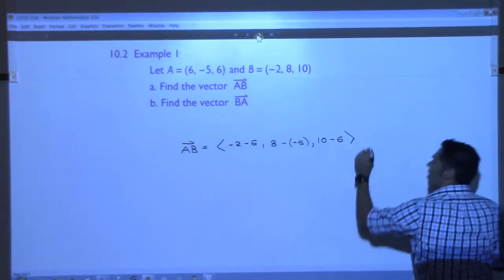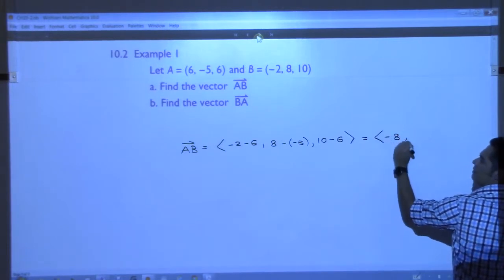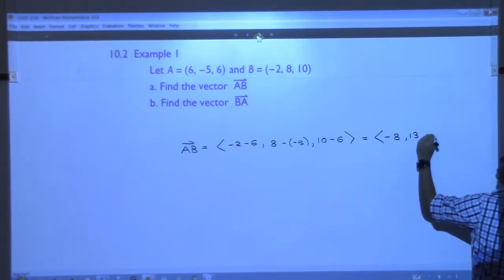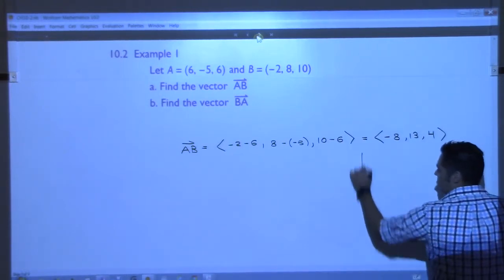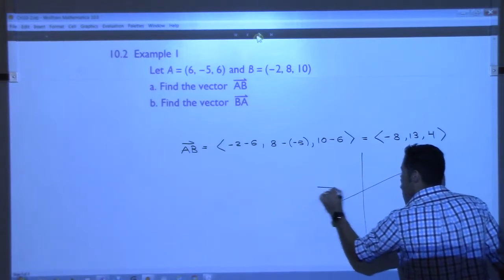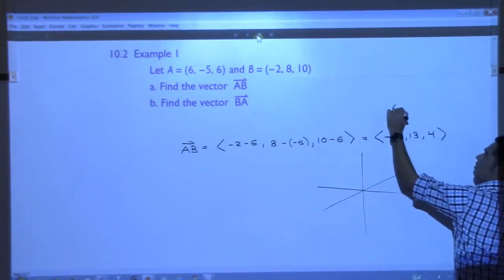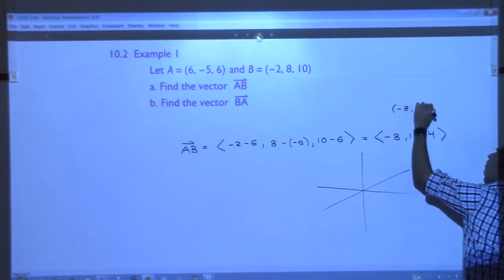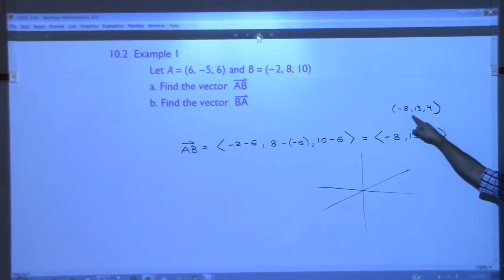All right. So that'll just give you a final vector. Let's see. -8, 13, 4. There we go. So that is the vector that goes from A to B. Now, in three-dimensional space, if you wanted to see what it looked like, you would actually have to draw it. You don't need to do it right now, but I'll just show you real quick how this would work. I would go to the point -8, 13, 4, and I would draw an arrow from the origin to this point.